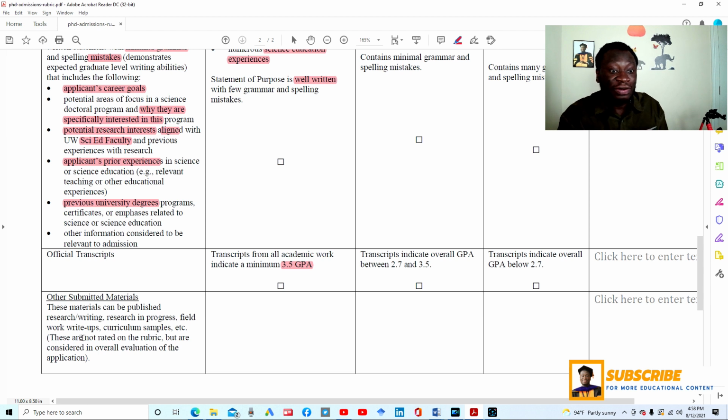So even though they are not rated on the rubric, if there is some kind of tie, where we have many people with the same score on this rubric, now we are going to look at other intangibles to see who is a star among these people. So that's why it's important you add something extra to your application if you have it.